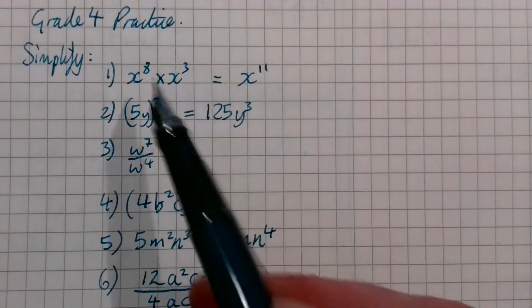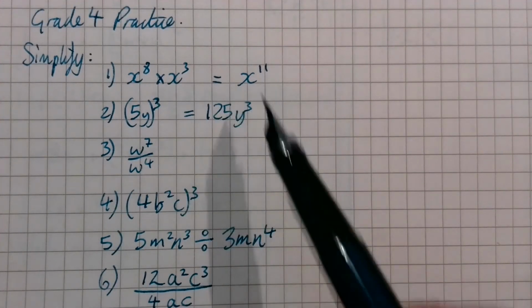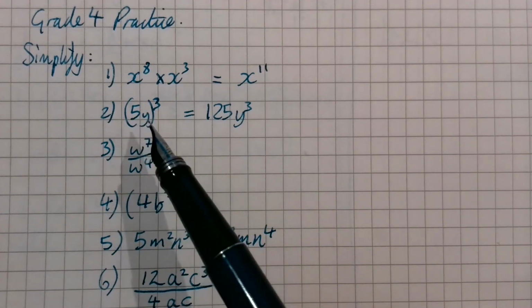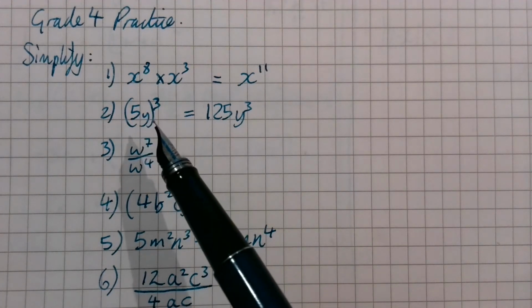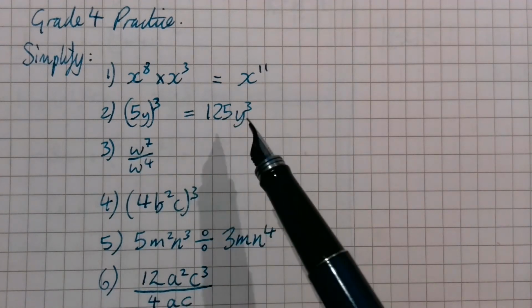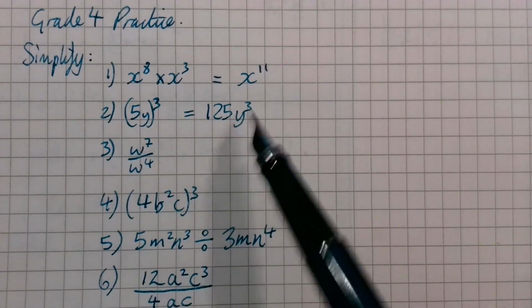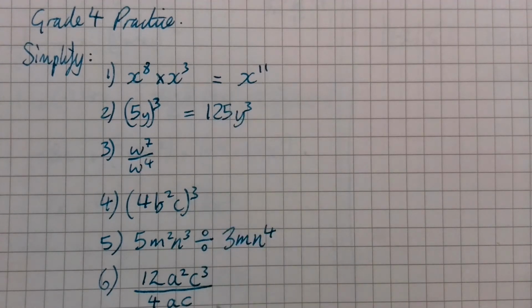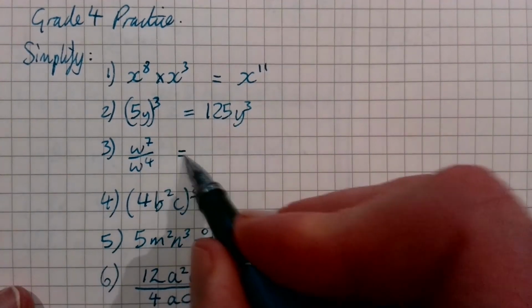Okay, so the first one, 8 plus 3 gives us the 11 on x to the power 11. I didn't really give you an example to show this, did I? I gave you one that looked a bit like it, which is just 5 squared to the power. But this is 5y, which means we've got to do 5y times 5y times 5y, which gives us y times y times y is y cubed. 5 cubed is 125. So that's what you should have on that one.